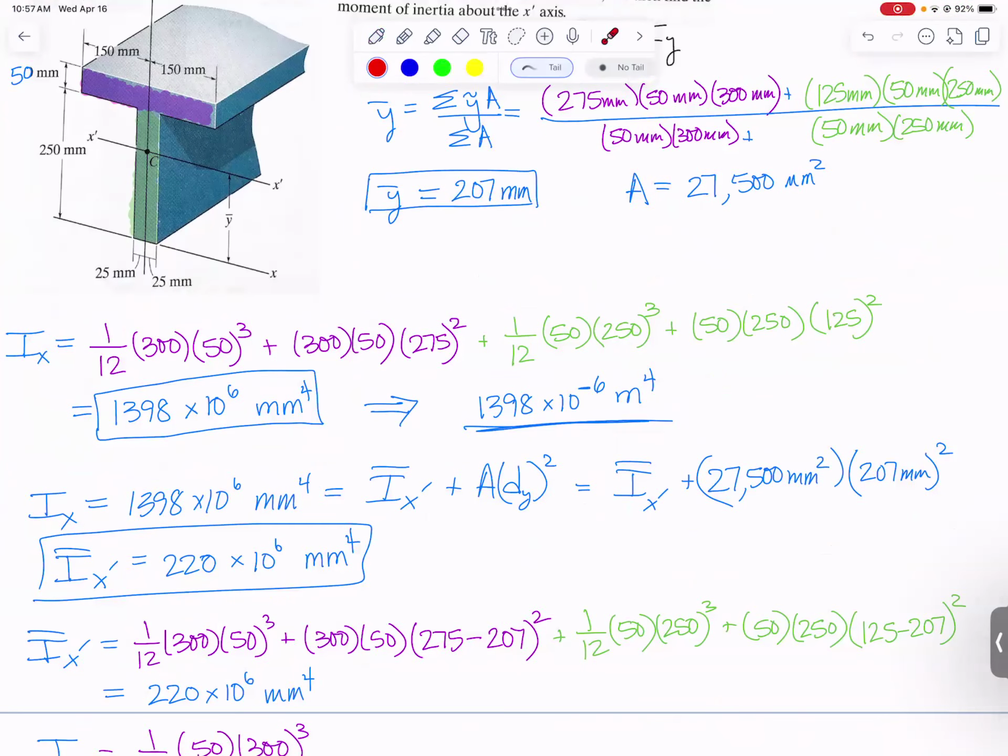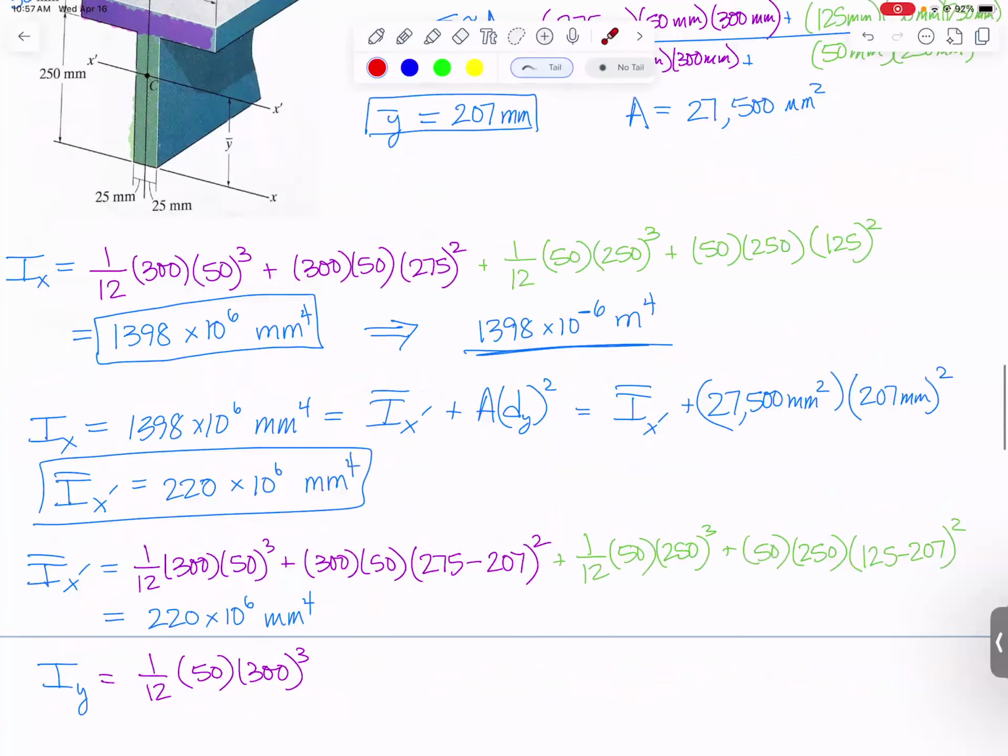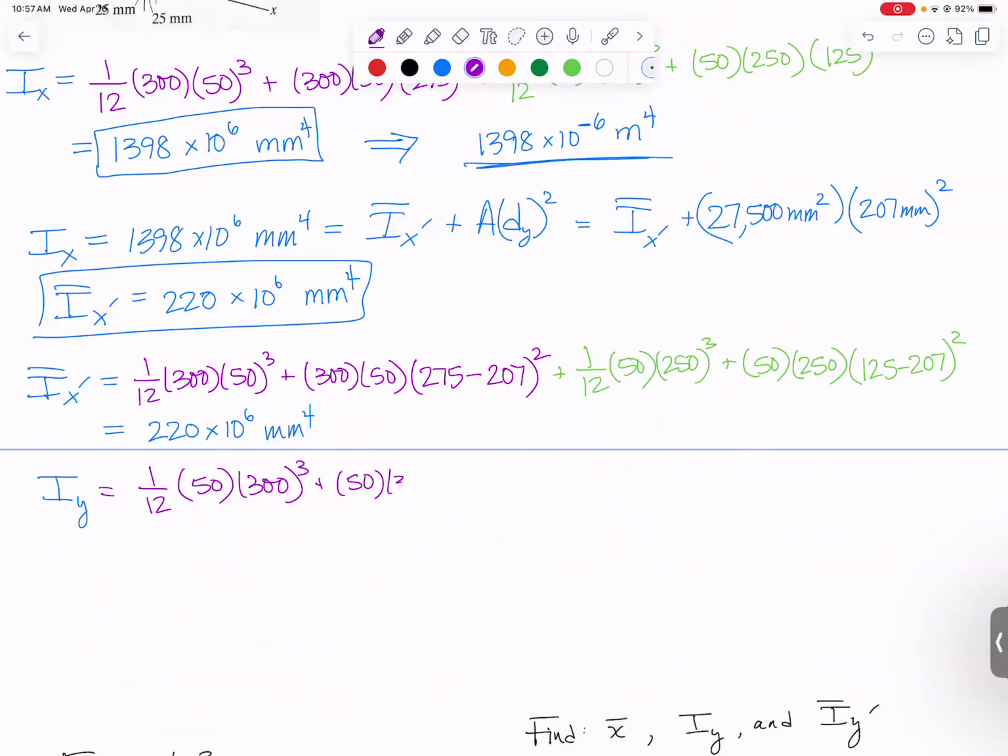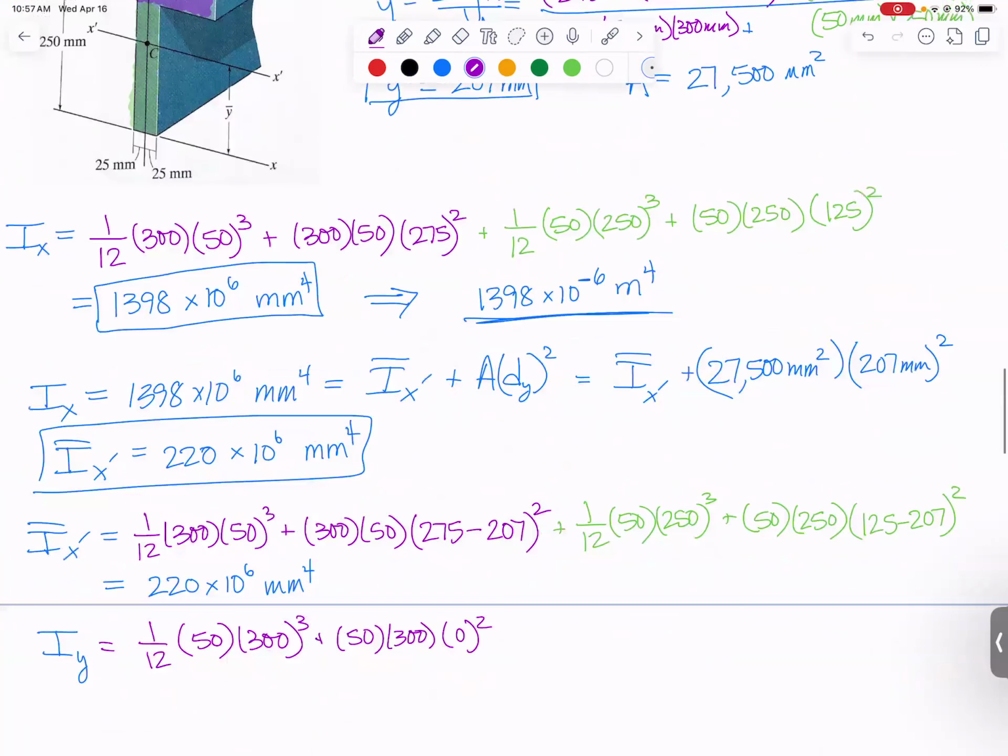Well, the area is 300 times 50, but what is the distance? I want to find the distance between the y-axis, where I want the combined moment of inertia, and the centroidal axis. Did you notice the centroid of this rectangle right here is right on the y-axis? So you could put the area in there if you want to make sure you haven't forgotten it. 50 times 300 is the area, but the distance is 0 because the centroidal axis of the little purple rectangle is right on top of the y-axis. So that whole term will be 0.